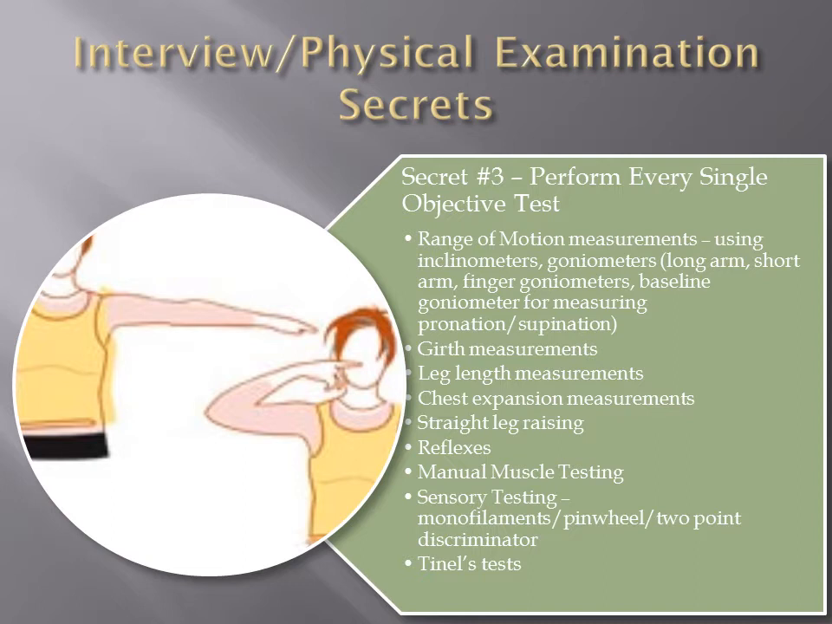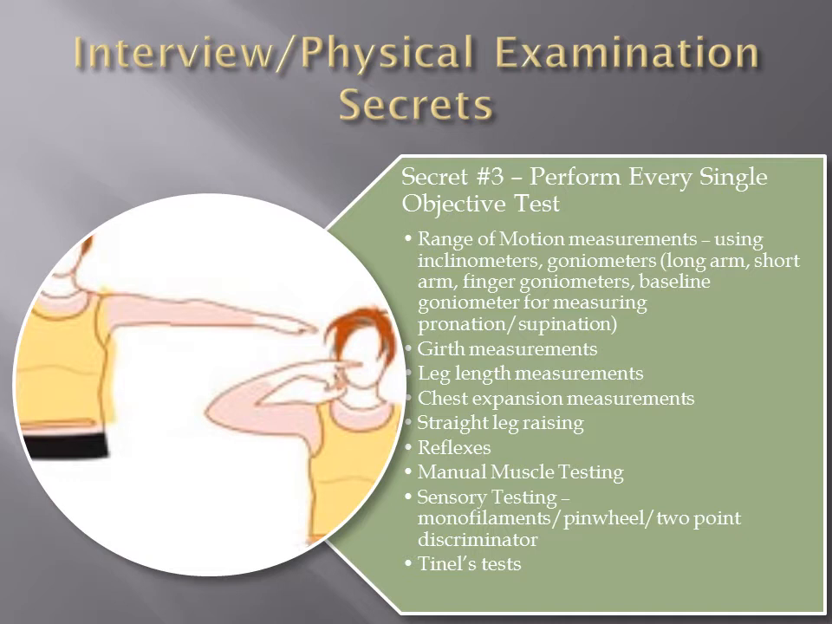In the spine we have inclinometers. For the extremities we have goniometers. We have long arm goniometers, short arm goniometers. We have finger goniometers for doing hand evaluations. For measuring forearm pronation and supination, we have baseline goniometers, and each of these give exact measurements that you can record. Other objective tests include girth measurements with a tape measure, leg length measurements with a tape measure. You would also use a tape measure for chest expansion measurements in the case of a thoracic spine exam.